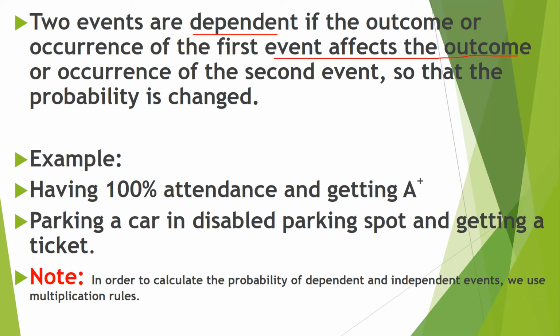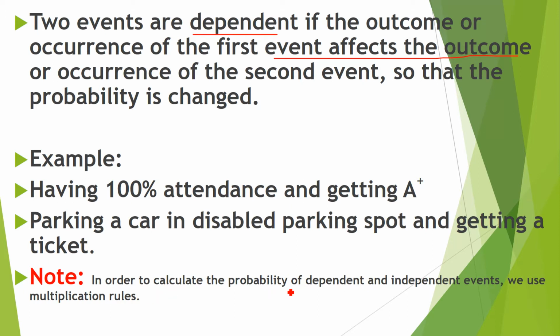So same thing. If the outcome or occurrence of the first event affects the outcome of the second event, in this way the probability is changed, and this is called a dependent event. Here I have mentioned the same examples: having 100% attendance and getting A plus, parking a car in a disabled parking spot and getting a ticket. So this is the important note.